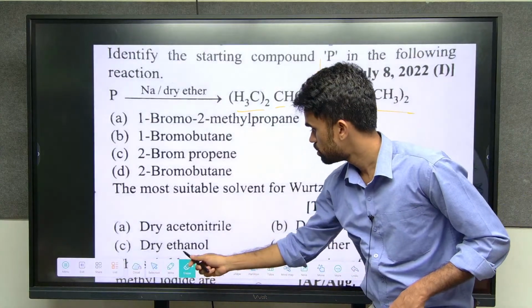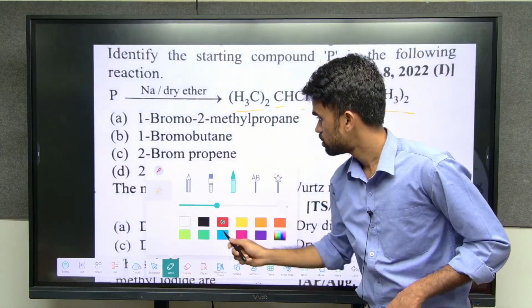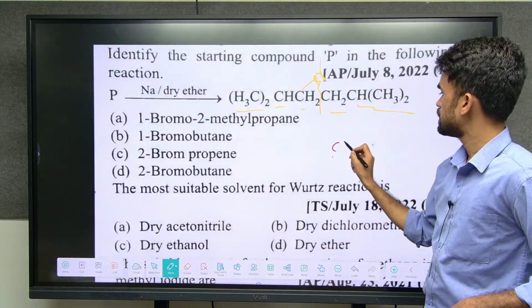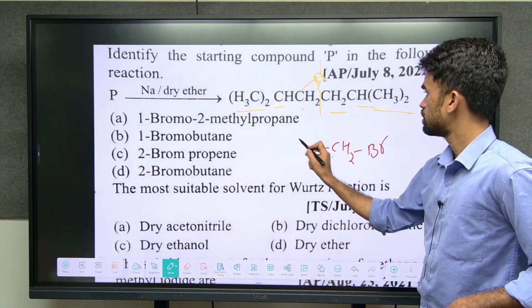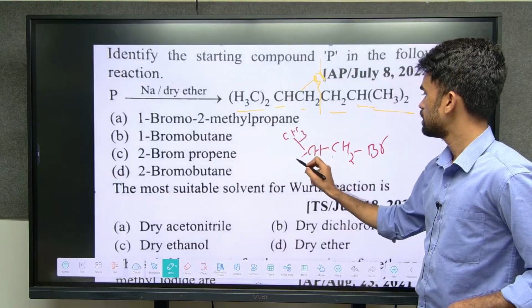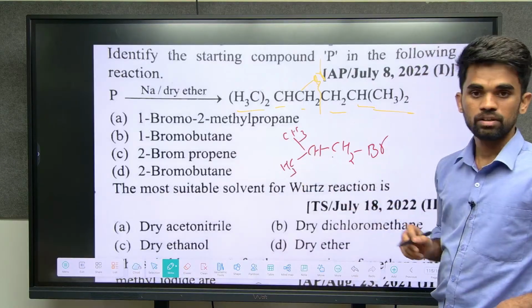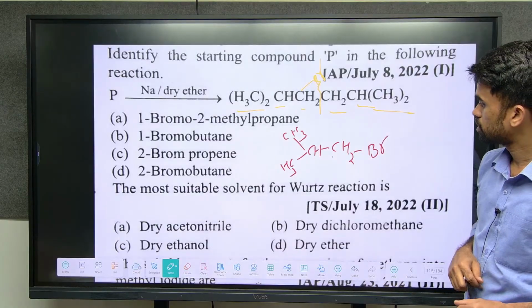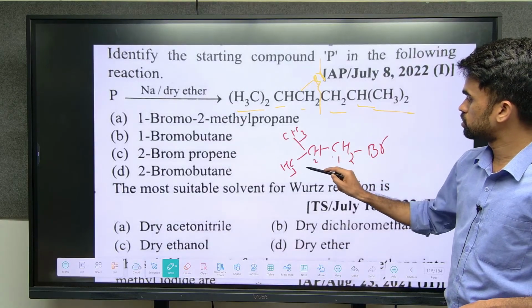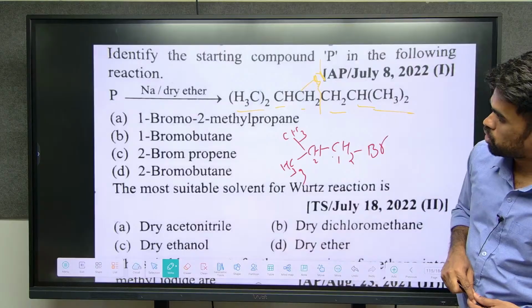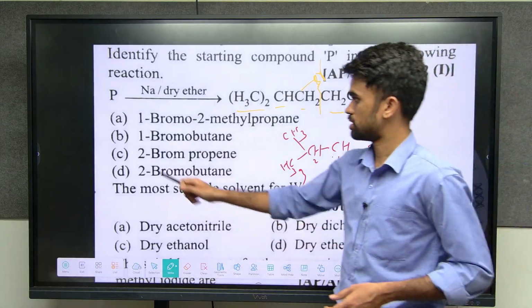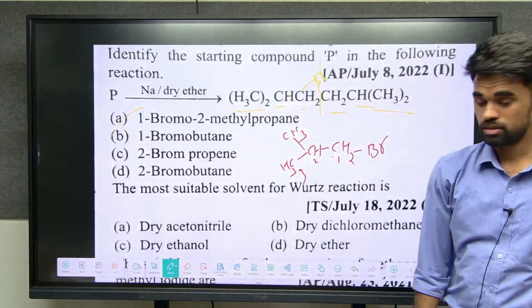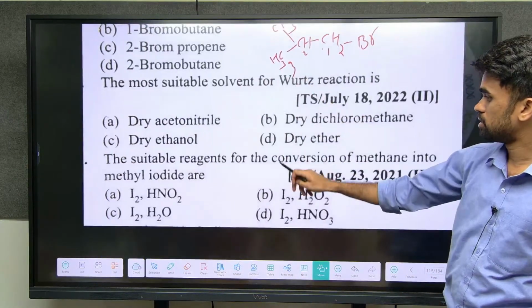So now CH2Br. This side CH. Here CH3, here CH3. That's it. What is the name of this compound? 1, 2, 3. So 1-bromo-2-methylpropane. Which option is that? Clear, everyone? Yes. Next, go with the next one. This one.